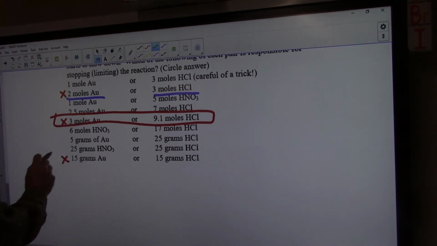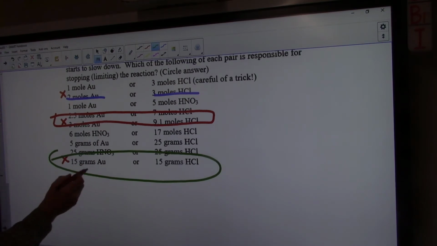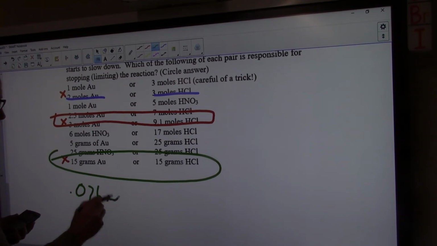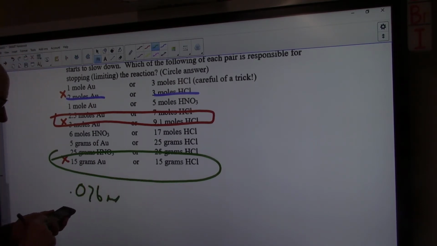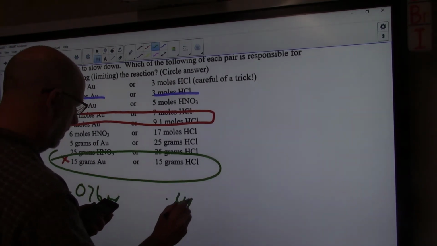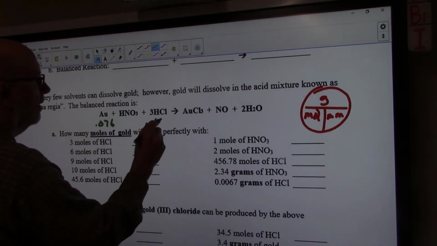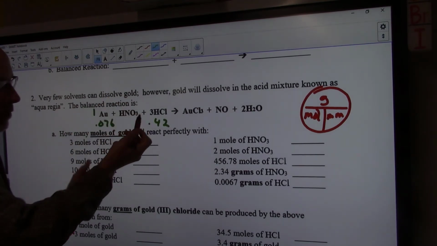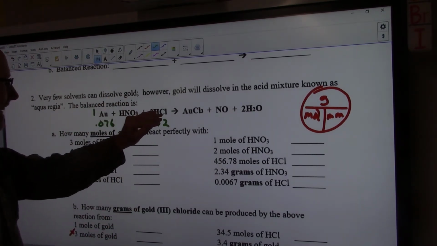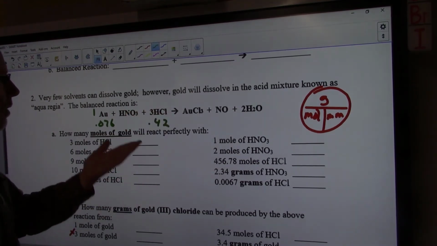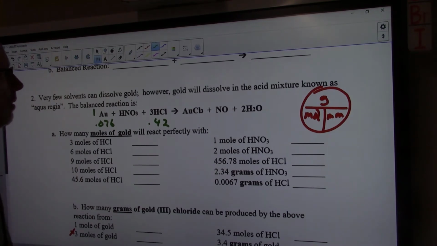All right, 15 grams gold, 15 grams of hydrochloric acid. Let's see, molar mass of Au is 197. Moles equals grams divided by molar mass. 15 divided by 197, boom. We got 0.076 moles of gold. 15 grams divided by 36 is 0.42. So 0.076, 0.42. 1 is to 3 times as much as 0.076 is to, let's see, 0.24. I have way more.